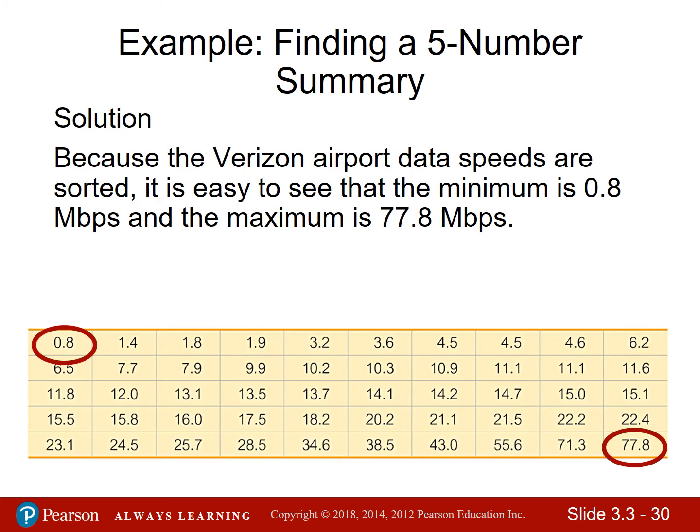So again, we have the minimum, we have the maximum. It's already sorted from least to greatest, so it's easy to find the minimum and maximum. So you find those. We have 3 more things to find.